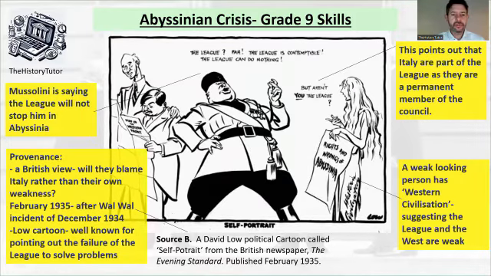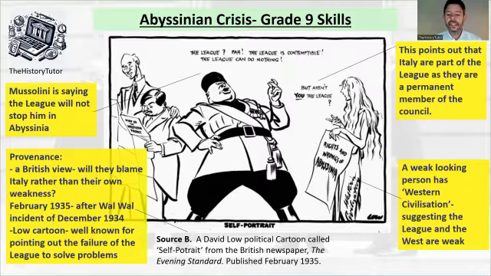Okay, so then we've got the provenance. Okay, it's a British view from David Low. Of course, you've probably seen lots of David Low cartoons. And so will they look to blame Italy, rather than themselves, for their lack of action? So we've got the date. This is February 1935. It's after the Wal Wal incident of December 1934. And Low is a well-known cartoonist for criticising the dictators and also the League of Nations for its weakness in dealing with dictators in the 1930s.